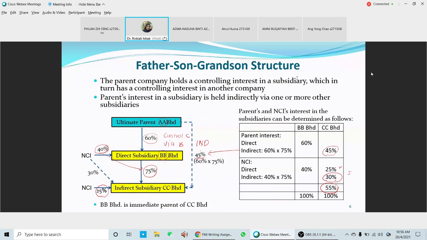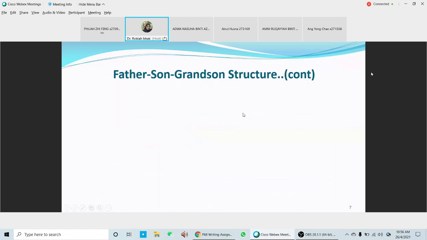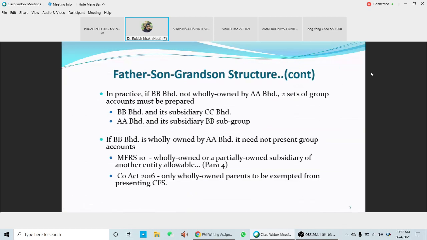Okay, so the next example that we have here. In practice, if B is not wholly owned by A, two sets of accounts need to be prepared. Let's say in this example, A controls B at how many percent? A controls B 60%. So it means that it's not wholly owned.